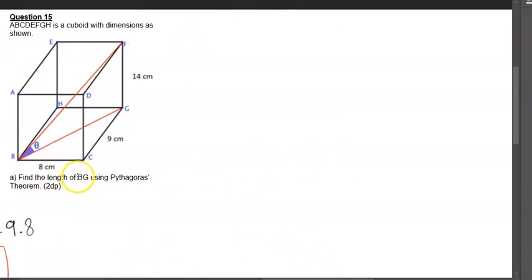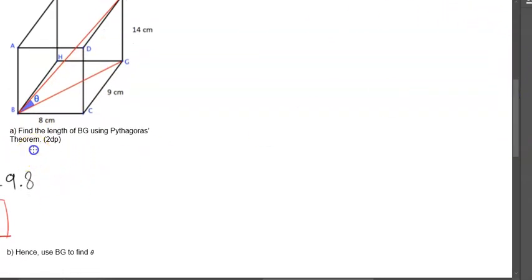So question 15, it's Pythag in 3D. Not Pythag, sorry. A bit of Pythag in 3D, but trigonometry in 3D. Here we've got this cuboid with dimensions 8, 9, and 14. What we're trying to do is use Pythagoras' theorem to find the length of B to G. Now, I'll just push this inside so we can indicate this is the previous question. We know that there is a right angle within there.